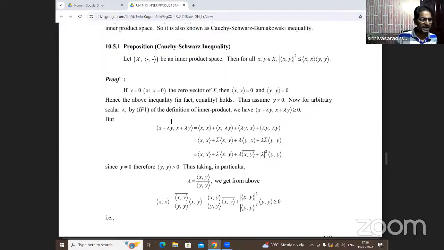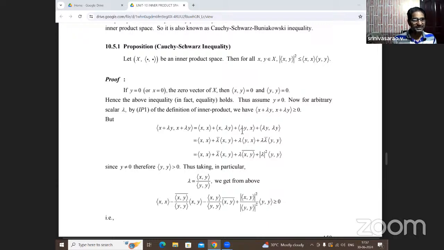Now, how to expand the inner product of x plus lambda y with x plus lambda y? It is the inner product of x and x, plus x and lambda y, plus lambda y and x, plus lambda y and lambda y. This is a very simple and interesting concept. Now this can be written as the inner product of x and x. Now, lambda is in the second coordinate of the ordered pair, so taking it outside gives lambda bar times the inner product of x and y.